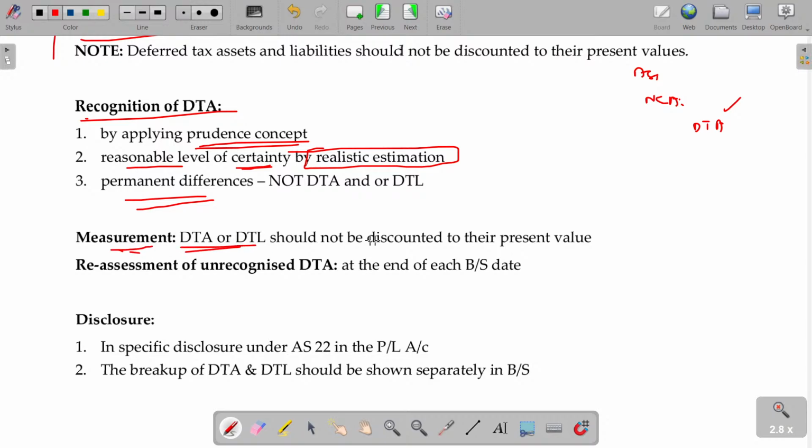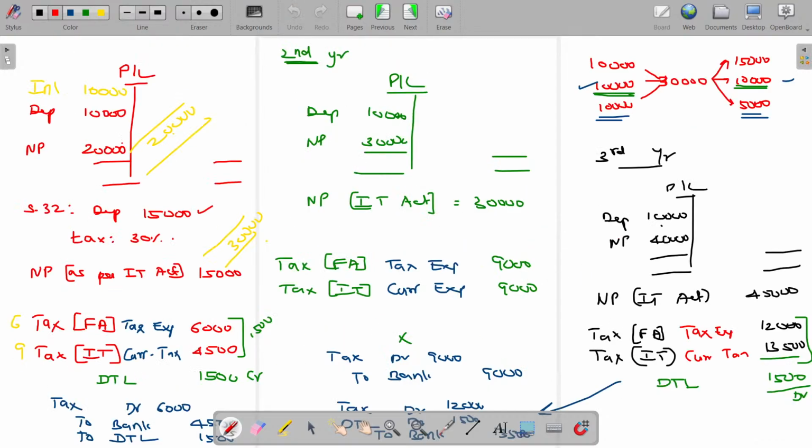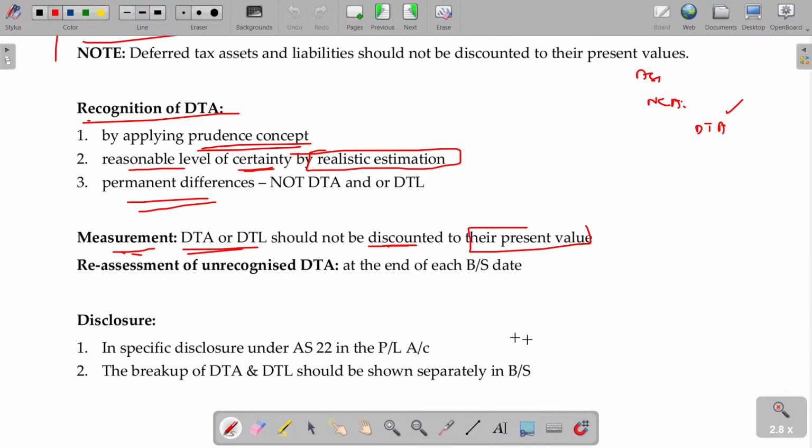Measurement. DTA or DTL should not be discounted. You should not apply the present value. Sir, this amount is going to be adjusted only 3 years later. Can I use the PV factor to bring it to today? No, not required. You have to show the absolute value.